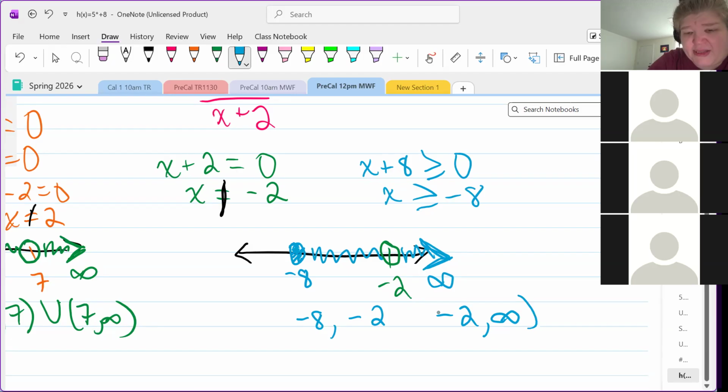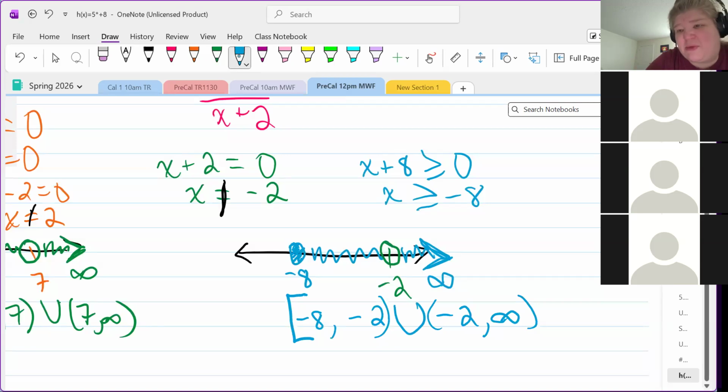Infinity always gets a parenthesis. The -2, because it's an open circle, because we're not allowed to equal it, also gets parentheses. But the -8, because it's included, we're going to give it the different symbol, the bracket symbol. And then we just stick those two things together with a union symbol.